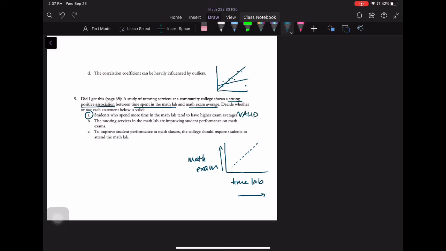The tutoring services in the math lab are improving student performance on math exams. I'm not really sure if that's true or not. This is not an experiment where we know for sure we've imposed some sort of treatment, the math lab. We don't know that. To improve student performance in math classes, the college should require students to attend the math lab. Also not valid. There are other ways that this could possibly happen.